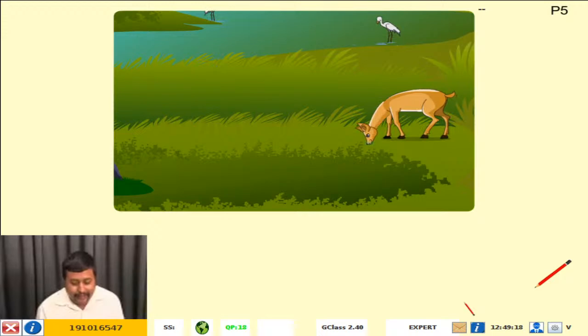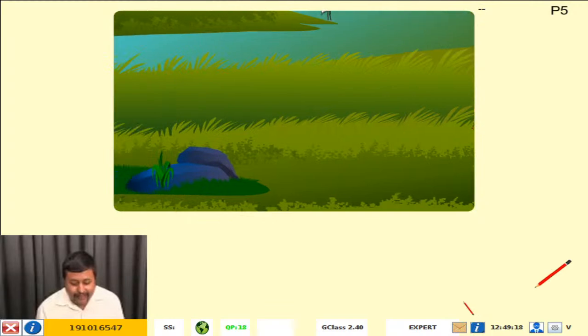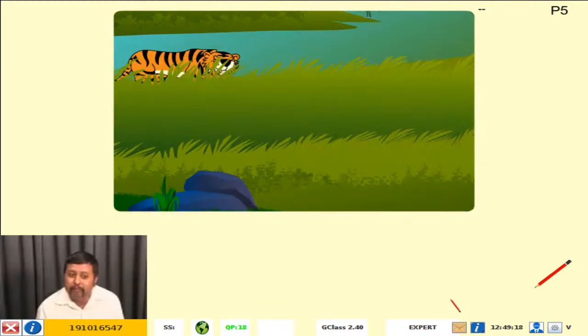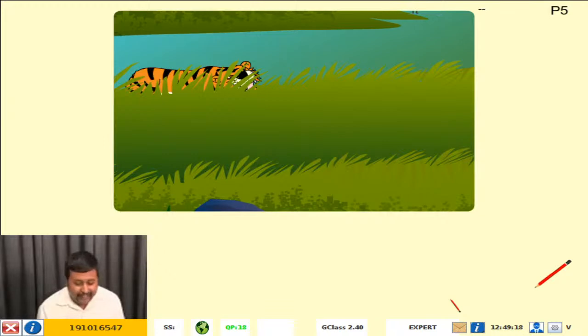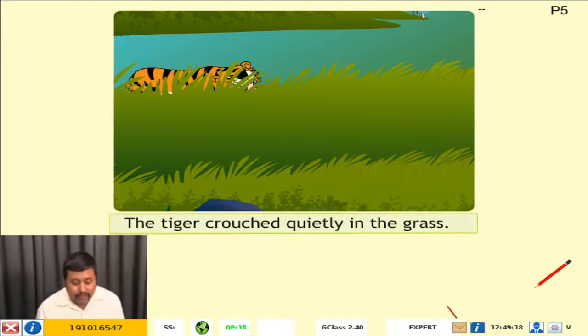What can we see? There's a deer grazing in the jungle. All right. And see who came? It's a tiger, right? And now what is the tiger doing? It's hiding itself in the jungle, right? So the tiger crouched quickly in the grass. What is the tiger doing? It's crouching quickly in the grass. So now for this one, what do we need? We need a phrase. Where is that? In the grass. The tiger crouched quickly in the grass.